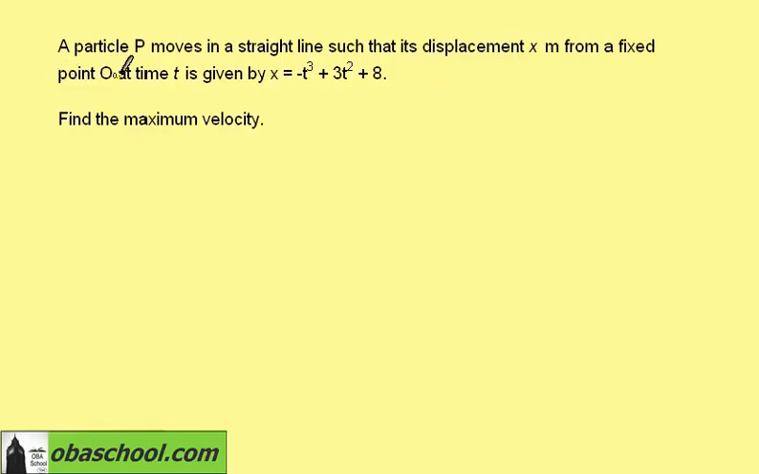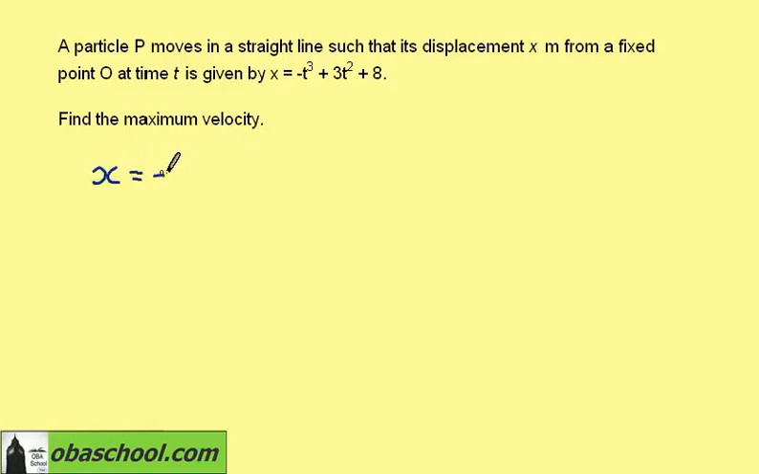A particle P moves in a straight line such that its displacement x meters from a fixed point O at time t is given by x = -t^3 + 3t^2 + 8. We want to find the maximum velocity.